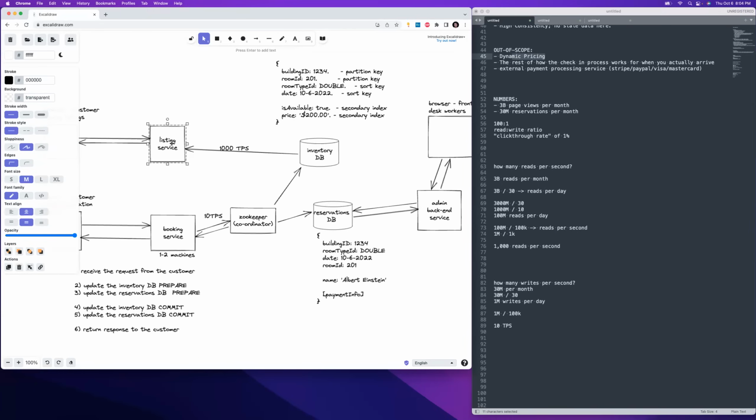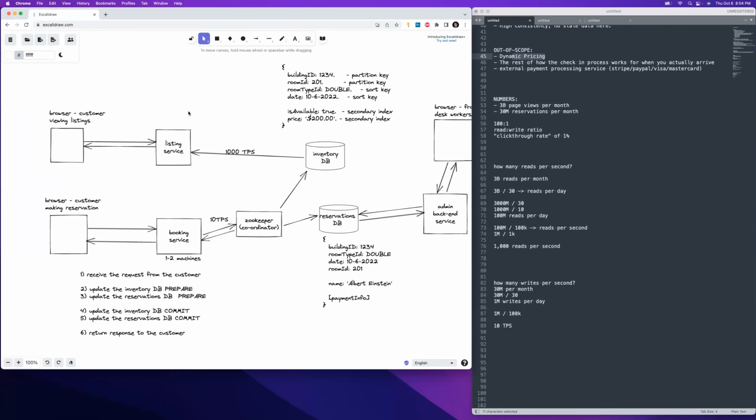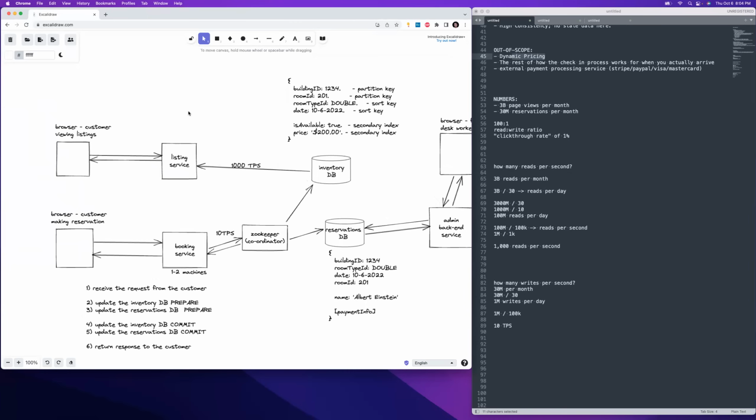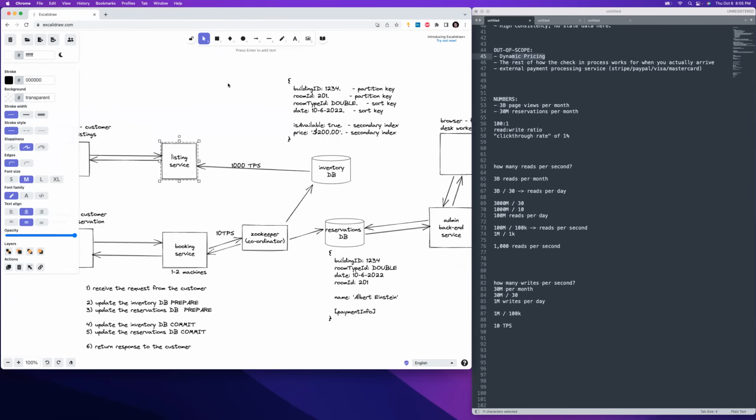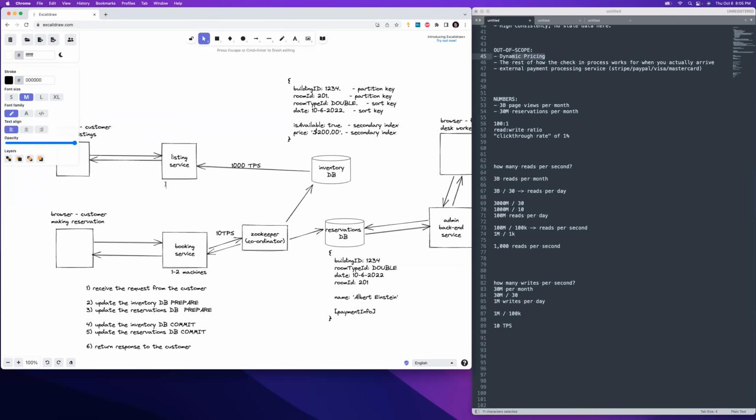The listing service though, that one's getting 1,000 transactions per second, 1,000 reads per second. I don't think it's going to be bandwidth bound. It's probably going to be CPU bound. And then it's like, how do you estimate that? It's probably going to look a lot more like 10 machines for handling the volume that you need.